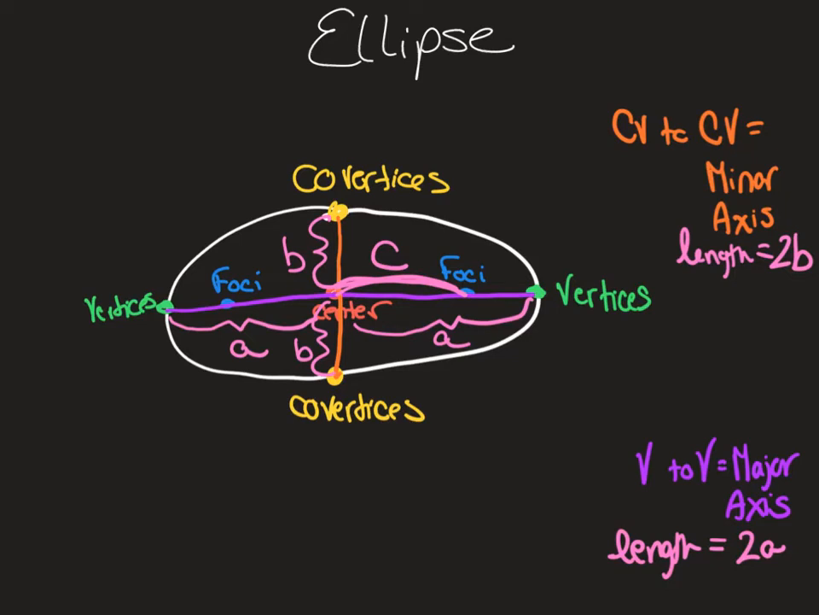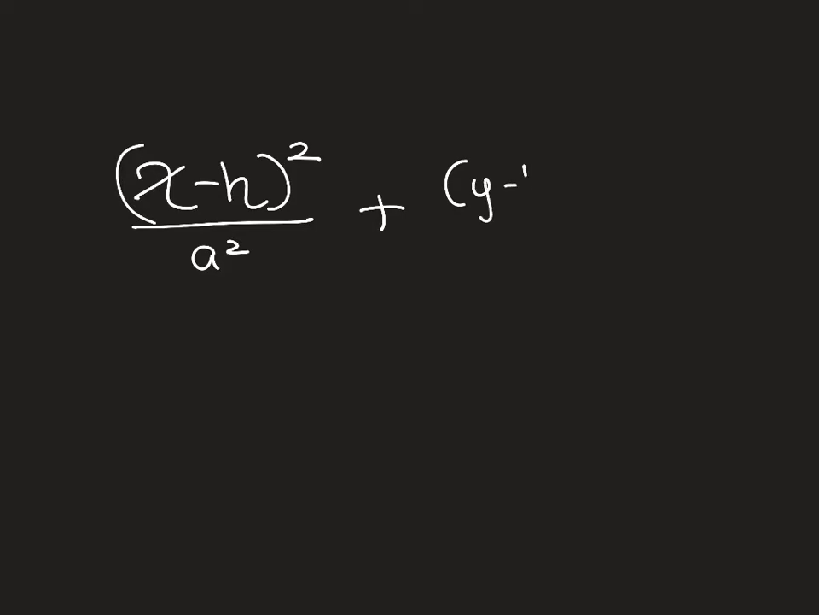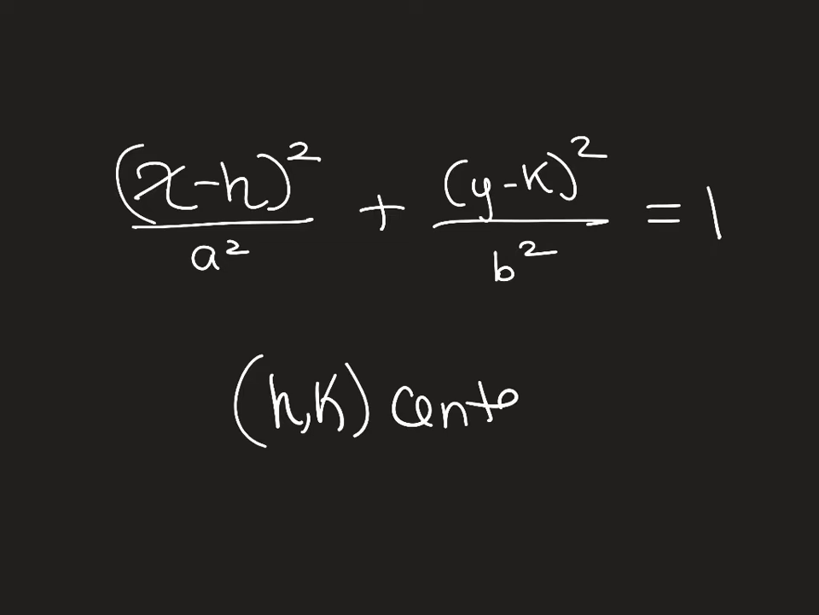So now I'm going to move to page 102, and we're going to talk about 2 formulas that we're going to use for ellipse. Okay, so we have the formula (x minus h) squared over a squared plus (y minus k) squared over b squared equals 1. So h and k are the center, and a and b are from the previous slide.